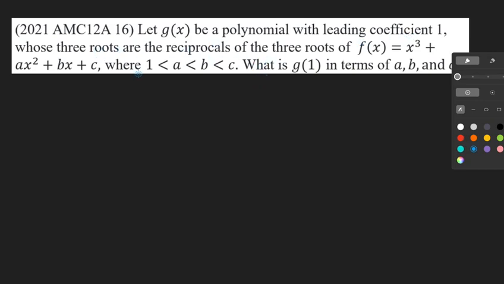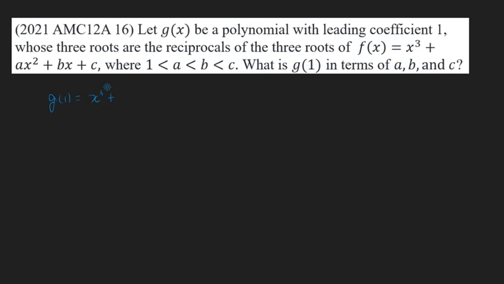the 3 roots. So we can say, basically, what is g(1) in terms of a, b, c? Let's say g(x) equals x cubed plus a prime x squared plus b prime x plus c prime. So basically we need to find out the values of a prime, b prime, and c prime. So that will lead us to the Vieta theorem for a third order polynomial. Basically we need to know the sum of the 3 roots of g(x).